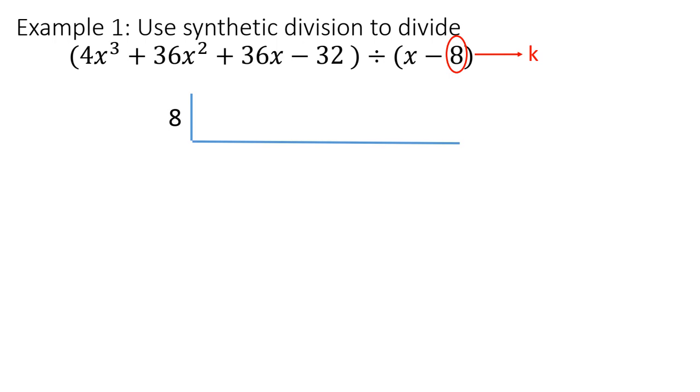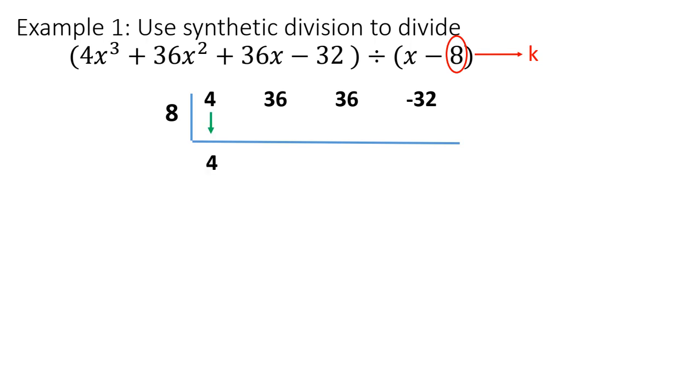Now, our dividend goes inside my upside down house, but I have to make sure, is it in order, and do I have all terms accounted for? The answer is yes. I have a cube, square, 1, constant. So let's write only my coefficients. The list of the coefficients is going to be 4, 36, 36, and negative 32. So let's go ahead and do synthetic division.